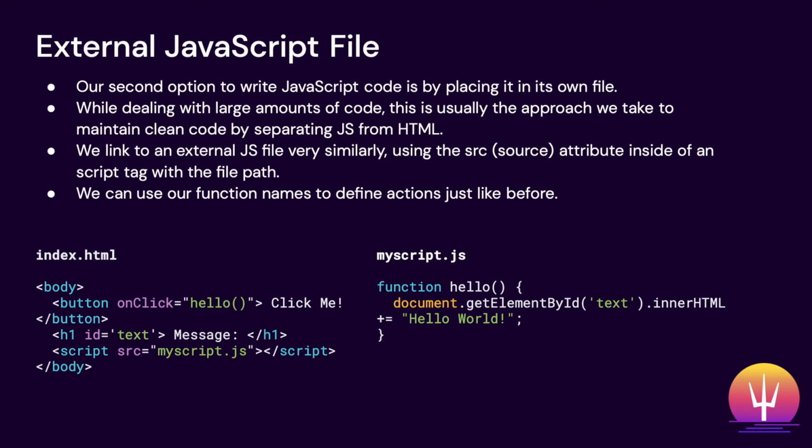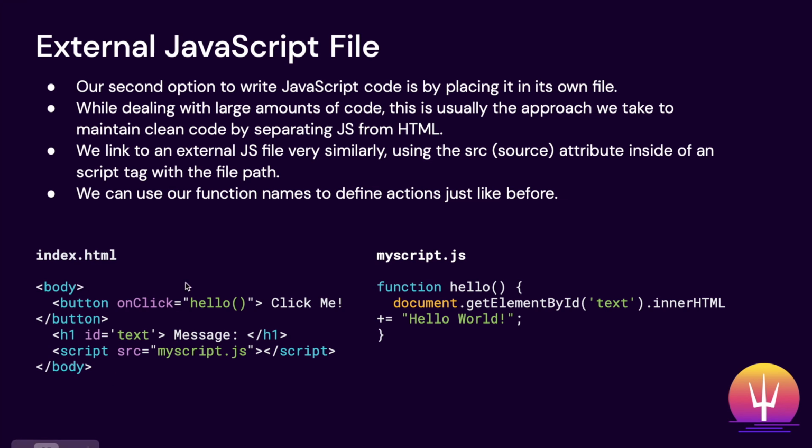On the other hand, we can create an external JavaScript file, where our second option is to write JavaScript code by placing it in its own file. So oftentimes we're going to be working with large amounts of code, and it's usually the better approach to maintain keeping clean code by separating the JavaScript from the HTML. So we can link an internal JavaScript file very similarly using the source attribute inside of a script tag with the file path. We can use our function names to define actions just like before.